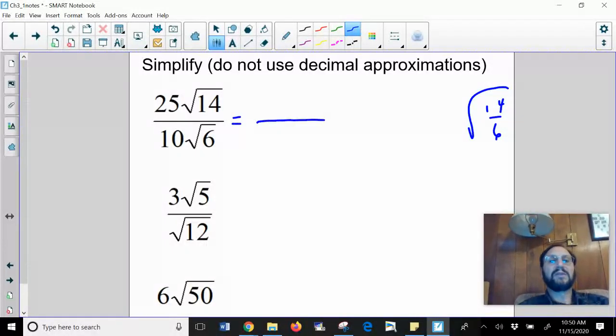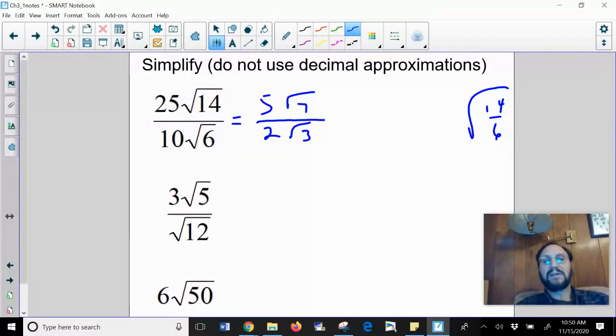So I'm going to reduce the 25 over 10 because they both have a 5 in them, right? 5 goes into 25, 5 goes into 10. And the square root of 14 over the square root of 6, they both have a 2 in them. So I could reduce that to 7 over 3. So it's not finished and it's not better, but it's easier. So I've got a 3 in the denominator that's under a square root, so I've got to get rid of that by using our little trick, multiplying the top and bottom by the square root of 3.